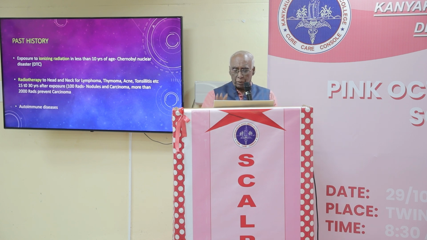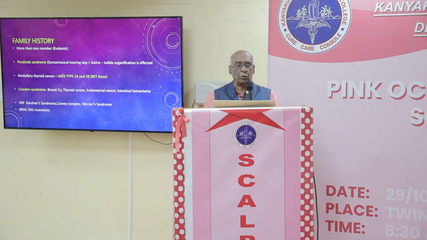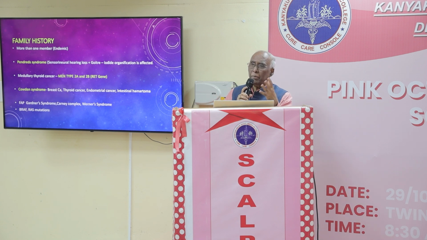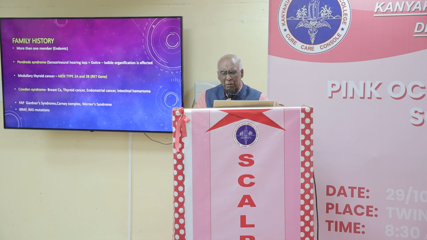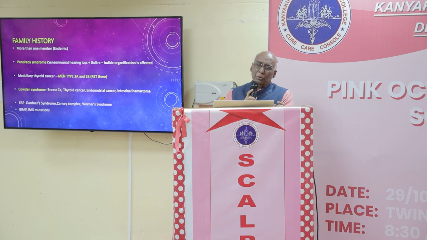And then history of autoimmune diseases also. Now the family history is again very important. Maybe more than one member may be affected. Then maybe the patient is from an endemic area. There is something called Pendred syndrome. You know what is Pendred syndrome? Goiter associated with sensorineural deafness, seen in Pendrin mutation. So sensorineural deafness plus goiter.